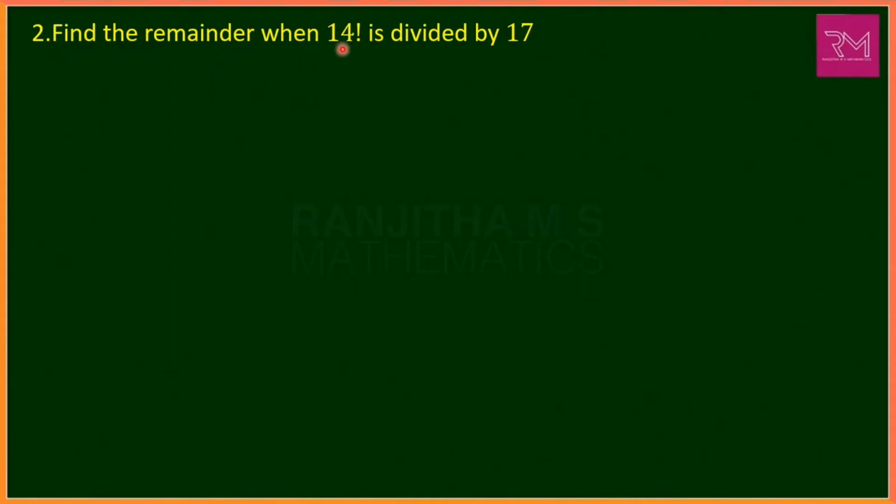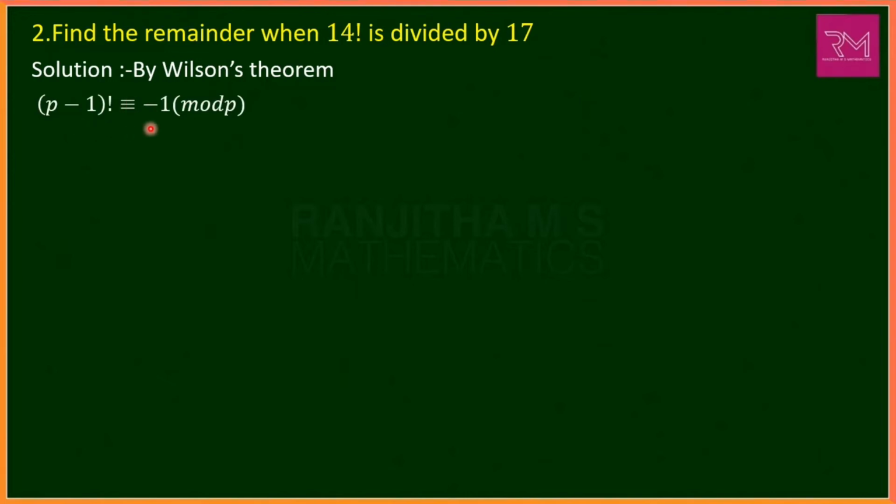Find the remainder when 14 factorial is divided by 17. Here by Wilson's theorem we have p minus 1 factorial which is congruent to minus 1 under modulo p. Here we can apply this formula directly and simplify. Also we have another formula, that is the extension of Wilson's theorem: p minus 2 factorial which is congruent to 1 under modulo p. This is also an important formula you have to remember.